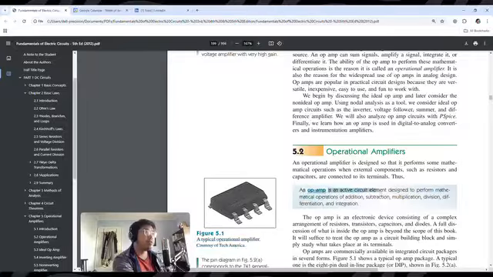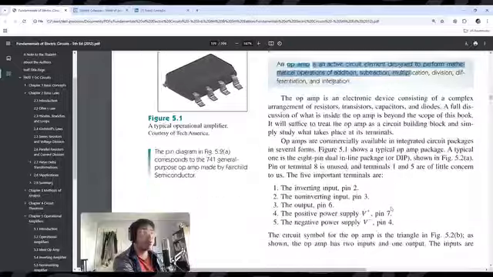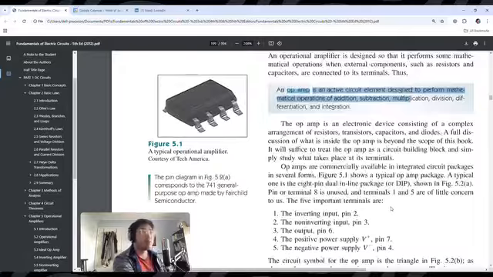It's an active circuit element designed to perform mathematical operations such as addition, subtraction, multiplication, division, differentiation, and integration. So think of adding, subtracting, multiplying, dividing, differentiating in calculus, and integration in calculus or pre-cal.